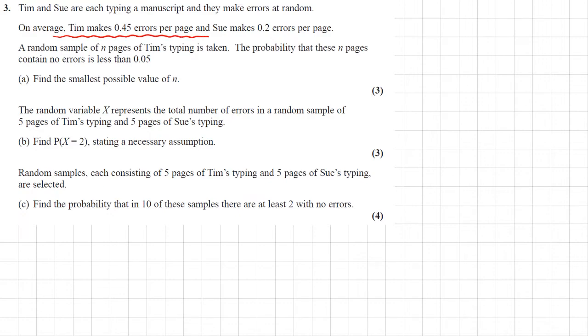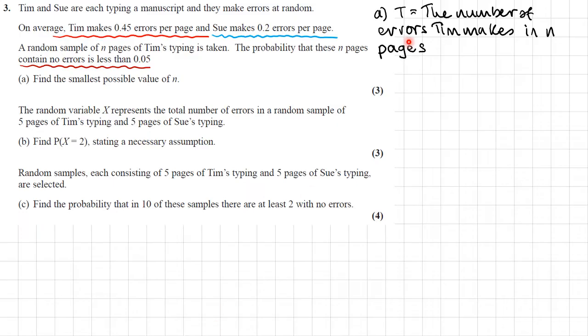Tim makes 0.45 errors per page, and Sue makes 0.2 errors per page, so it looks like Sue's slightly better than Tim. A random sample of n pages of Tim's typing is taken. The probability that these n pages contain no errors is less than 0.05. Part A, find the smallest possible value of n.